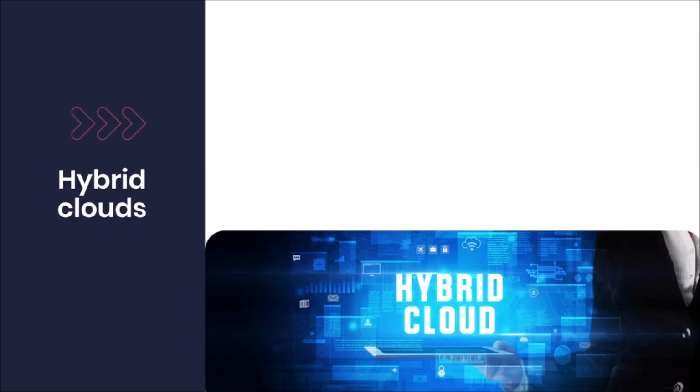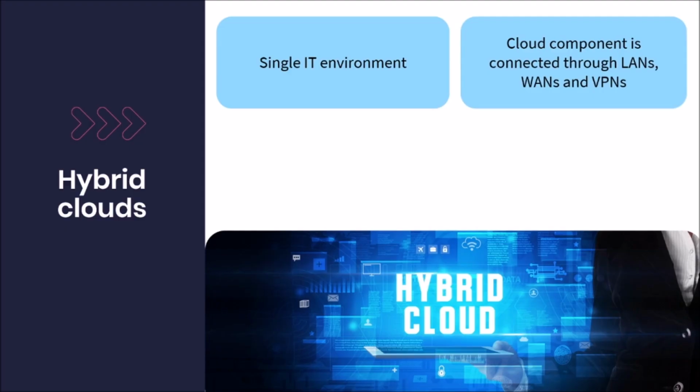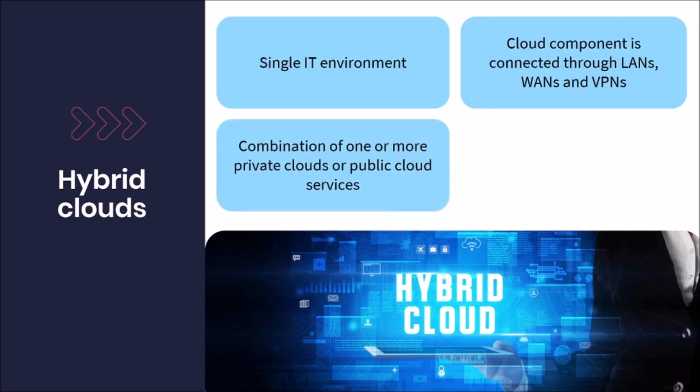Okay, back to cloud types. The third type of cloud type are hybrid clouds. A hybrid cloud type is a seemingly single IT environment created from high-end environments where the cloud component is connected through local area networks, LANs, wide area networks, WANs, and virtual private networks, VPNs, etc. These hybrid clouds are simply the combination of one or more private clouds or public cloud services together.